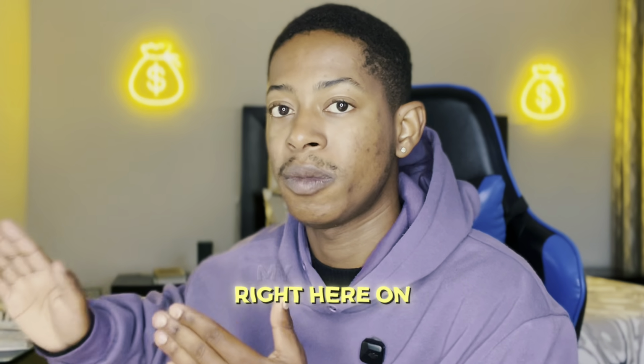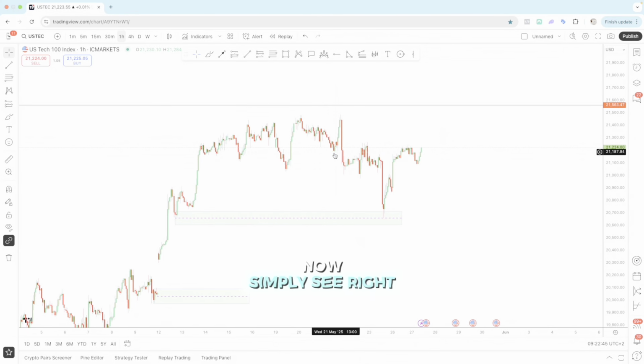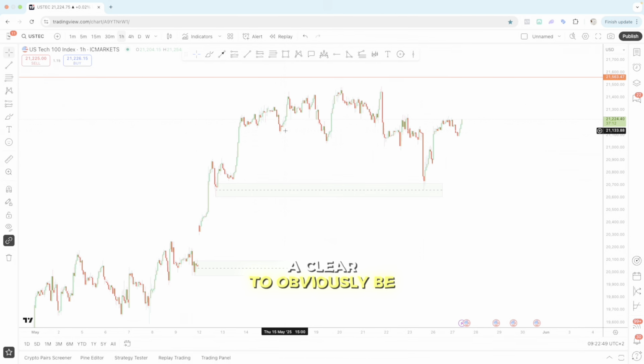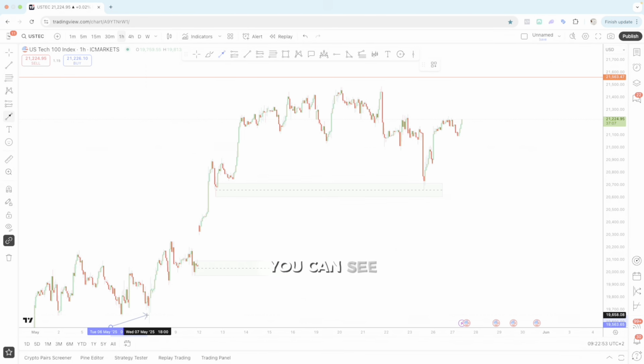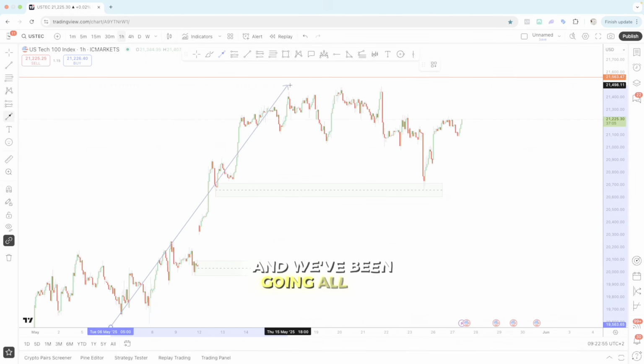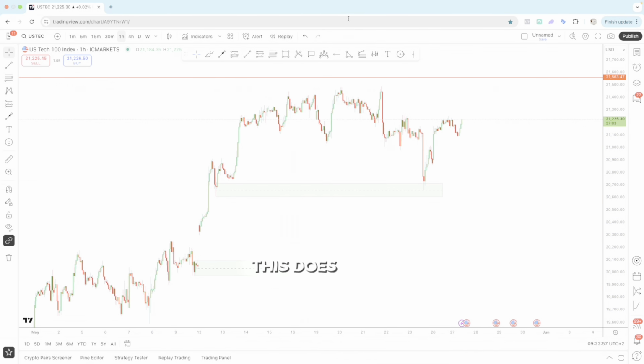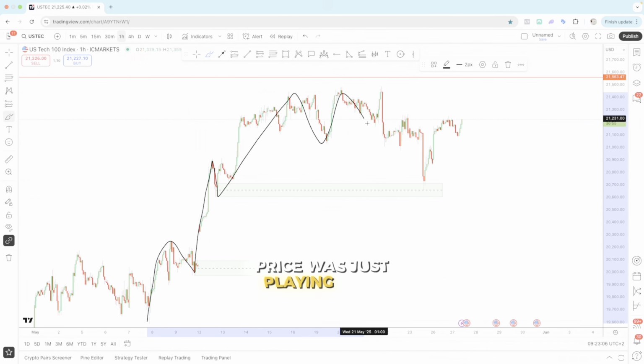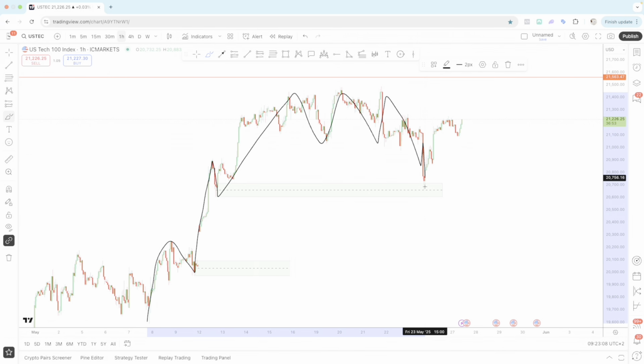Let me show you how I go about trading the Fibonacci tool right here on my screen. Here we are on the charts, and this obviously has to be a clear upward or downward trend. Looking at it, price has been at the bottom and has gone all the way upward. This shows higher high, higher low, higher high, higher low. Let's say price was just playing a bit more around here, more of a range, and then price came here and went back up.